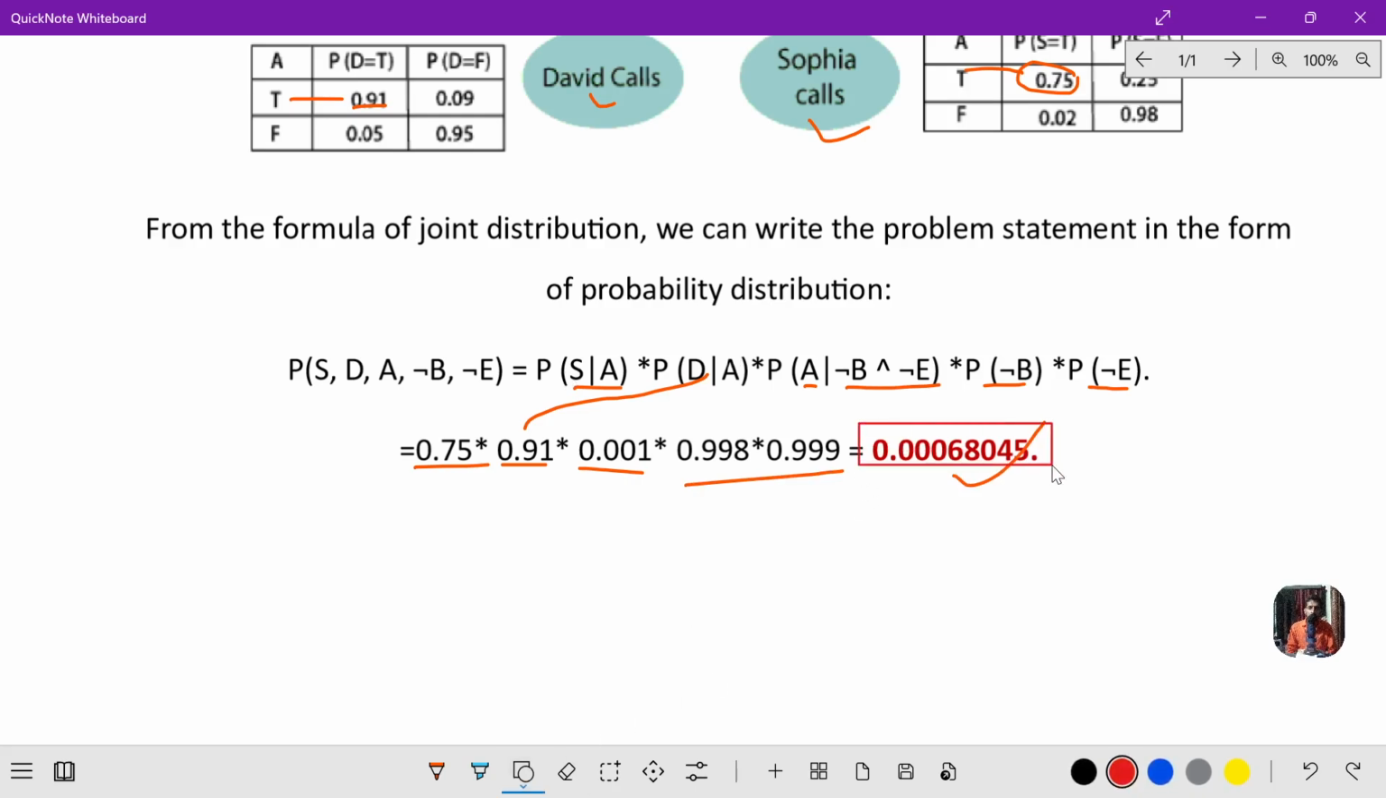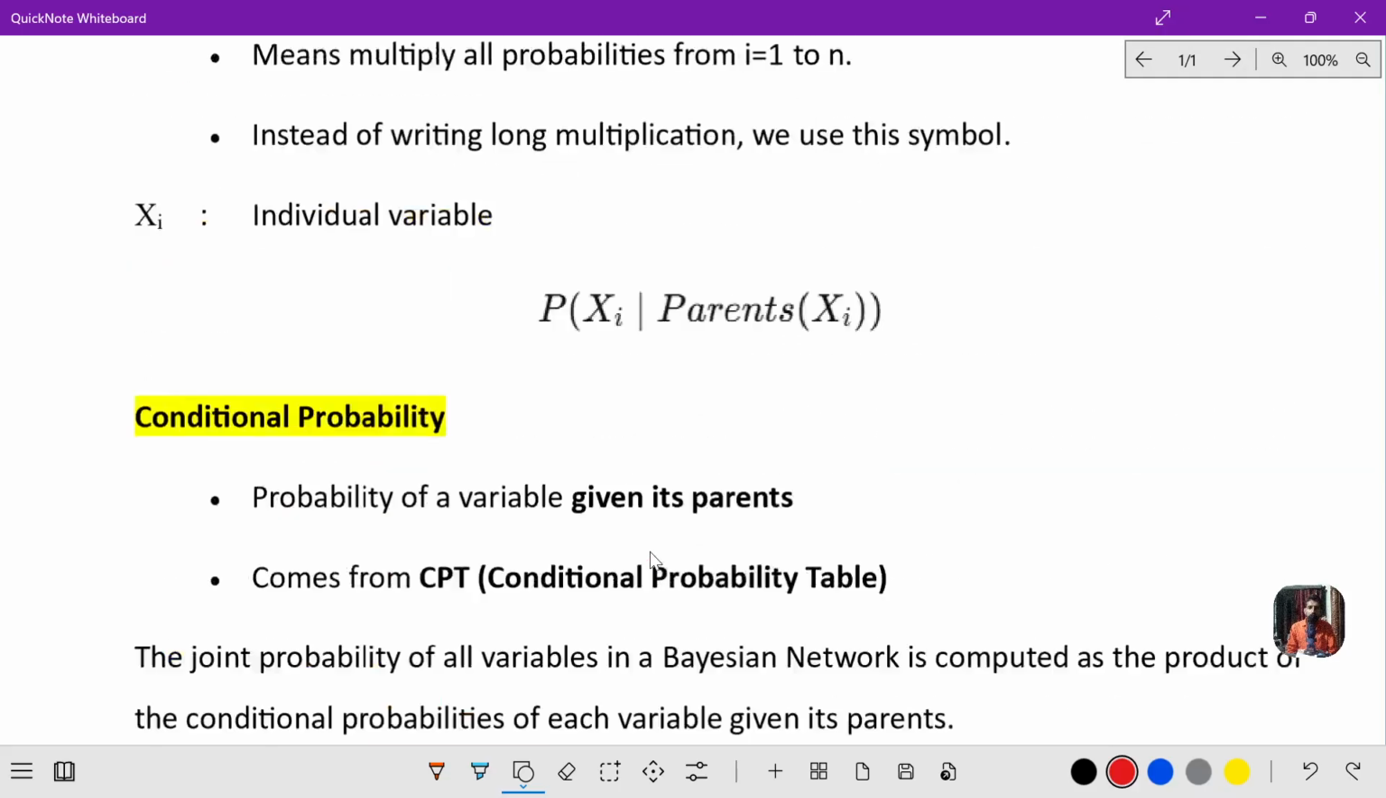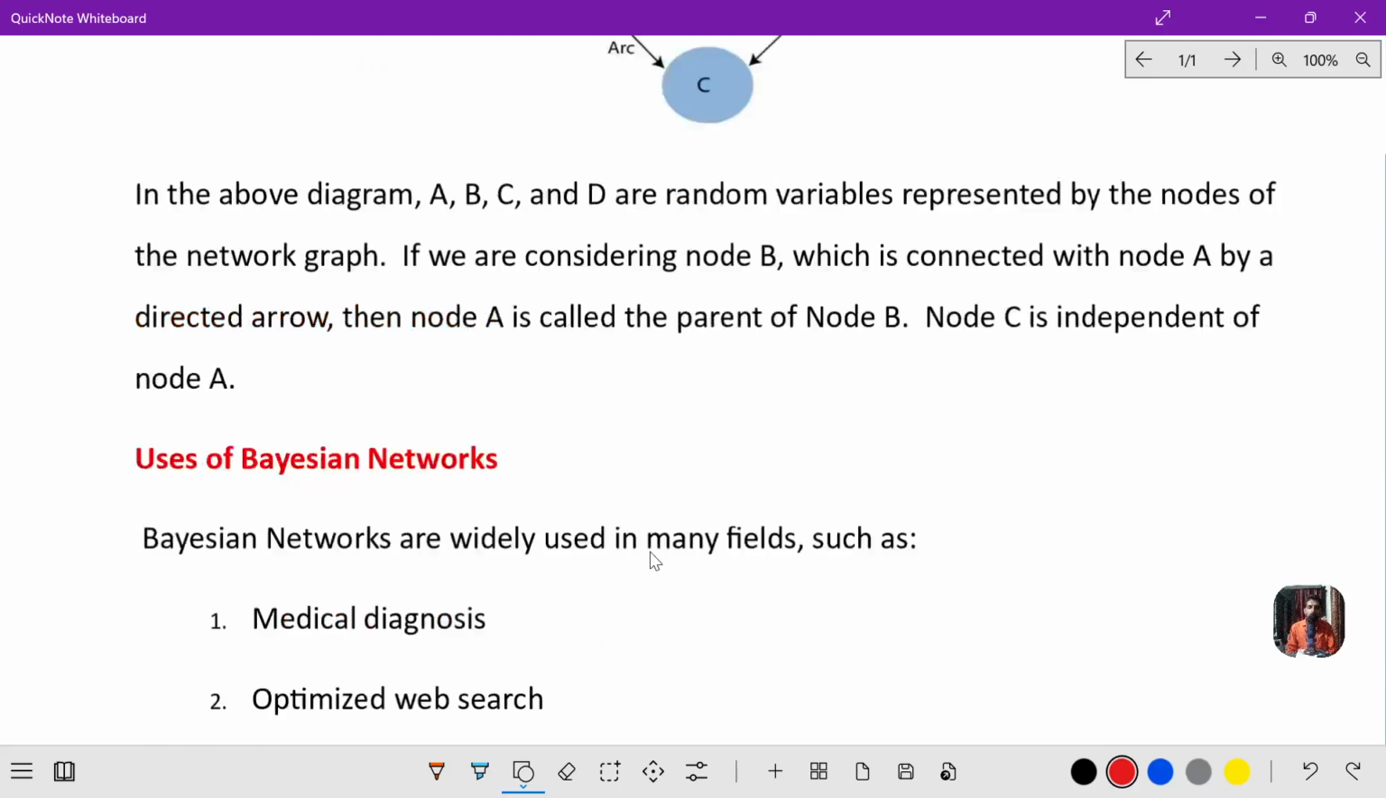So this is all about Bayesian networks, one of the most important questions from the examination point of view. So this is the Bayesian network.